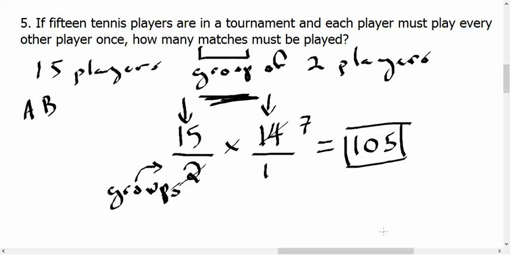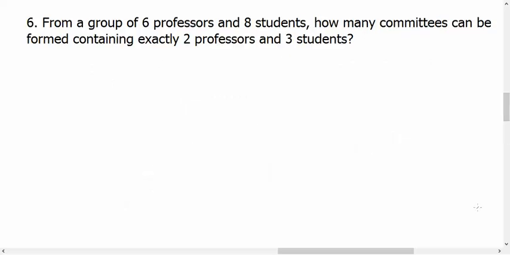Okay, so hopefully this is coming together a bit for you. Let's take a look at the next problem right now. So problem number 6. From a group of 6 professors and 8 students, how many committees can be formed containing exactly 2 professors and 3 students? So once again, I recommend that you pause the video and try to tackle this one on your own first.